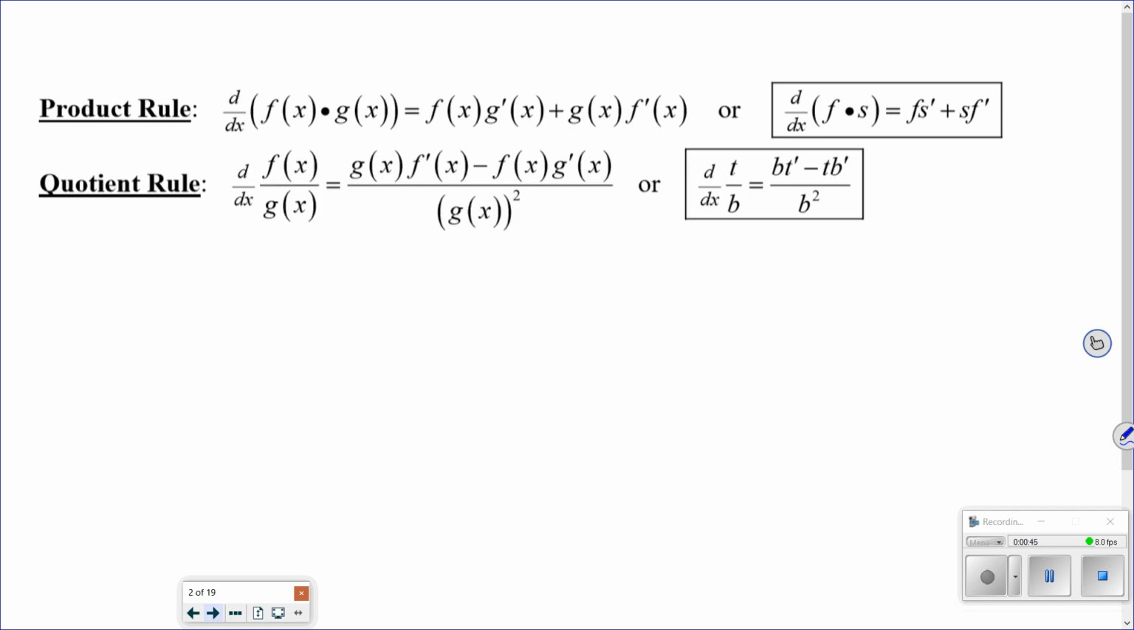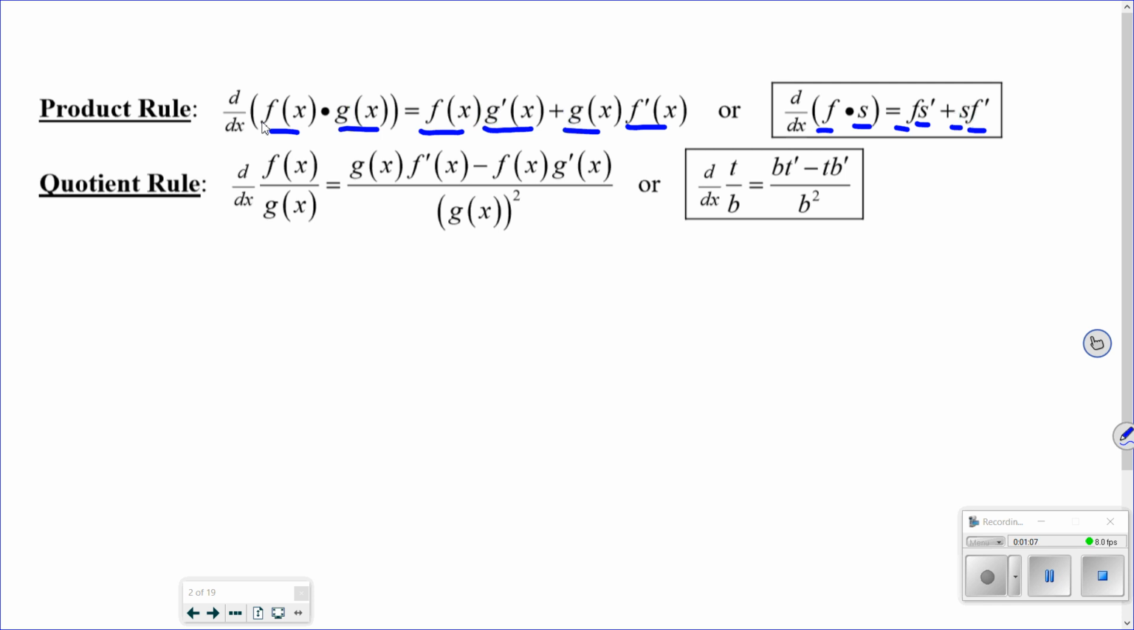If I have the derivative of f of x times g of x, I take the first times the derivative of the second, plus the second times the derivative of the first. That's what they're saying over here, right? F stands for first, S stands for second. So, first times the derivative of the second, plus the second times the derivative of the first.